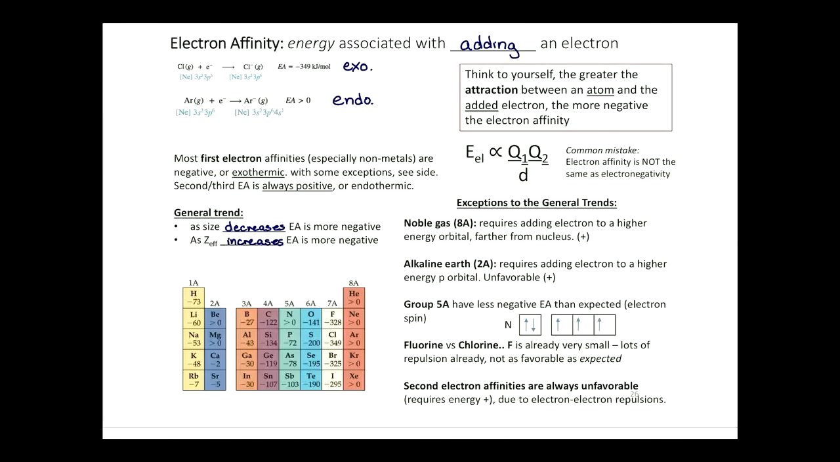My high school teacher taught me that electron affinity and electronegativity were the same thing. Did anyone else learn that? When I say electronegativity, does that ring a bell? For some reason I learned those two things together, but they're completely different. Electron affinity is an energy term. It's a term you can look up and it has a kilojoule value associated with it. This is the energy you get or that is required to put an electron on something. Electronegativity is a little bit different. We're going to talk about it next chapter.